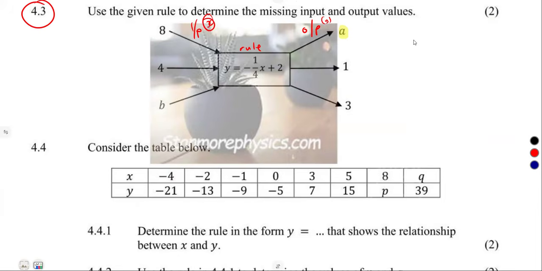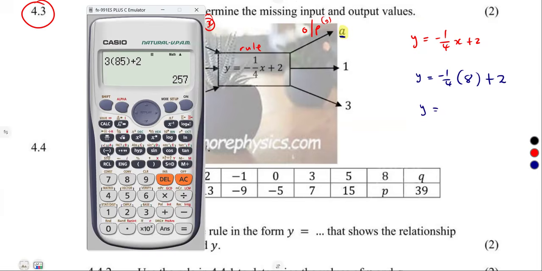You are given this rule, y is equal to -1 over 4x plus 2. So simply substitute what you're given. To calculate A, it's our output, and it represents the Y value, when the input X is 8. So what is the value of Y when our X on the input is 8? You substitute what you're given into the equation. That is going to give us the value of A.